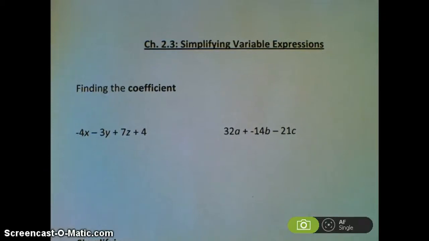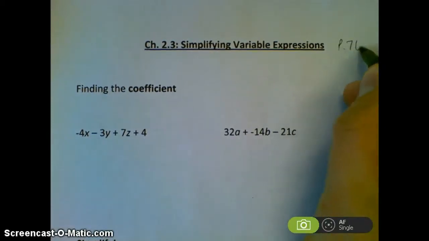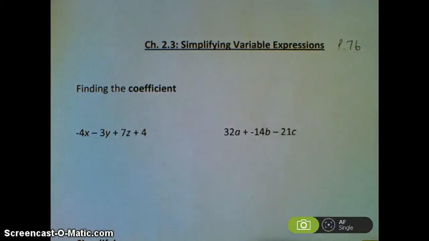Chapter 2, Section 3 is Simplifying Variable Expressions. You should be able to find it on page 76 of your textbook. You're going to learn about terms in a variable expression, coefficients, and constants.